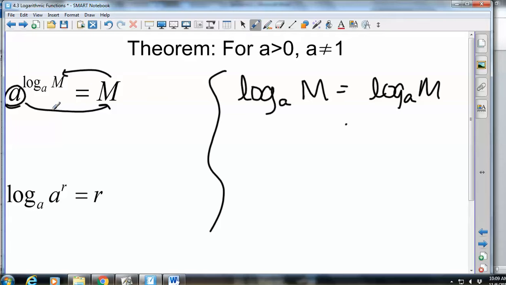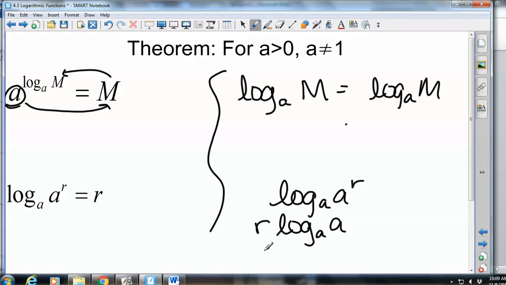The second one, you could even think about using properties of logs. If I just asked you to simplify log base a of a to the r, properties of logs, exponents come down. What's log base a of a? 1. So that's r times 1, which is r. So that one's a little more obvious. But again, that's just the justification to explain why they're true. You just need to know their inverses, so if you have both, they cancel one another. So let's look at a problem.